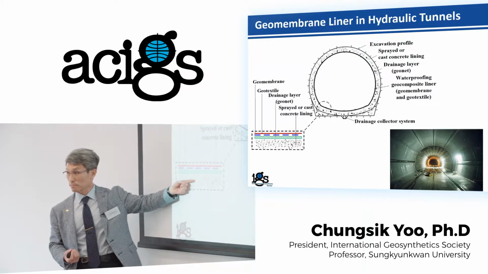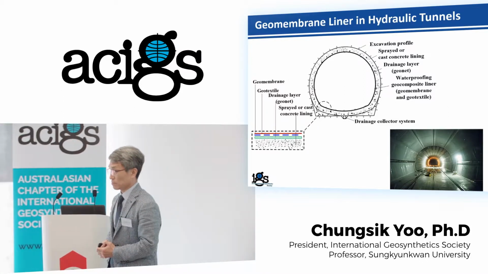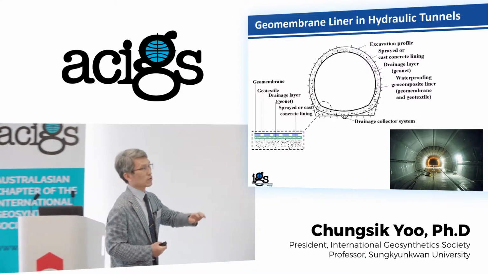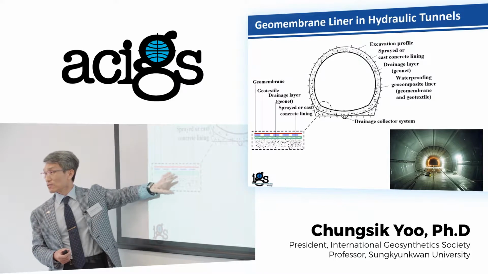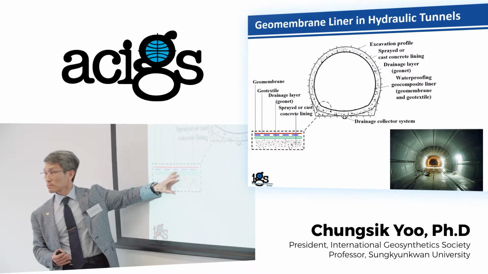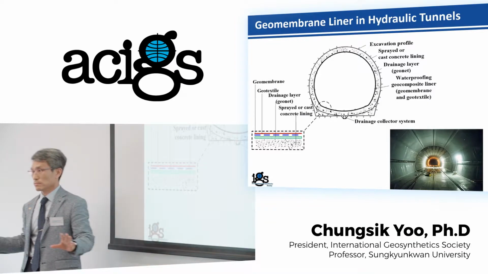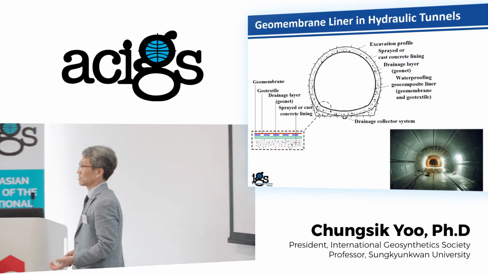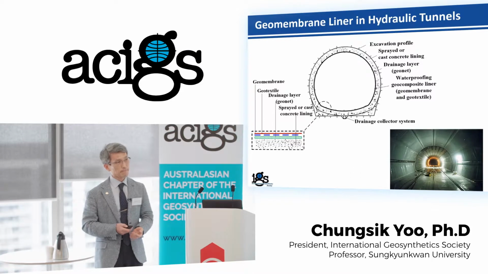So this is a system. It's a lot of geosynthetics. If you don't want a drainage layer, then you have to design this lining again to accommodate the hydraulic pressure. So this is very subtle. By providing the drainage layer, you can release the water pressure acting on the tunnel.